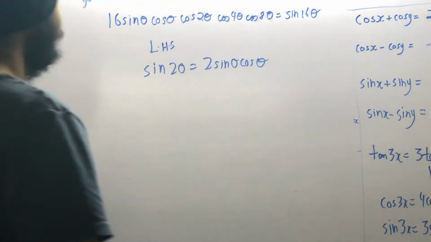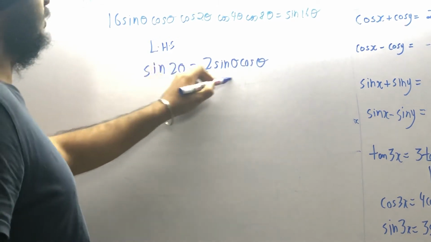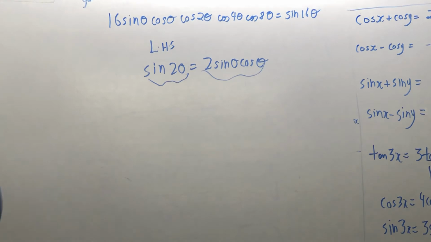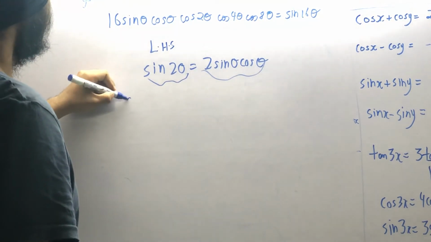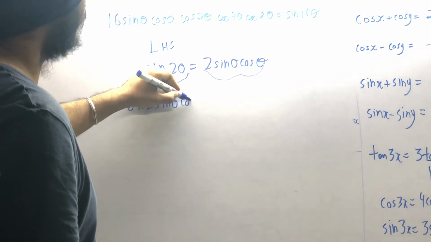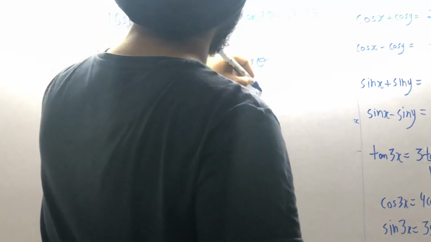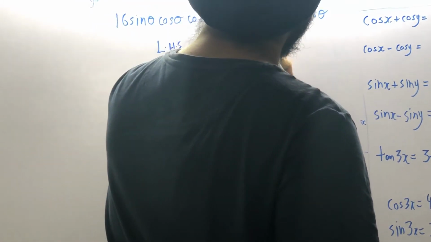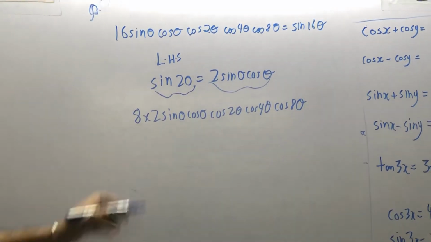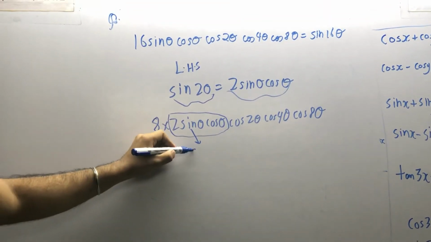Now what we have to do is use this relation somehow to make the angle double, because we have to somehow make 16 theta. Look carefully here. This is 16, so write it like 8 into 2 sin theta cos theta cos 2 theta cos 4 theta cos 8 theta. 8 into 2 is 16. Why did I do that? So that I can make this a double angle, and this will become sin 2 theta.